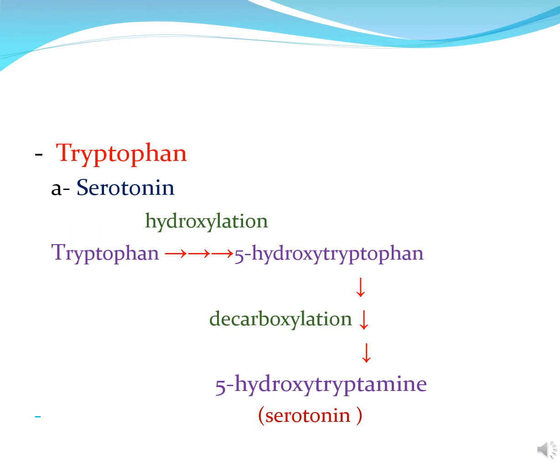Tryptophan. Tryptophan is a precursor of 2 important compounds. The first is serotonin. Serotonin is a neurotransmitter and it has an important function. It is also considered a hormone. It is sometimes called the hormone of love, or of joy. Tryptophan, by hydroxylation, is converted into 5-hydroxytryptophan, and then by decarboxylation is converted into 5-hydroxytryptamine. This is serotonin.